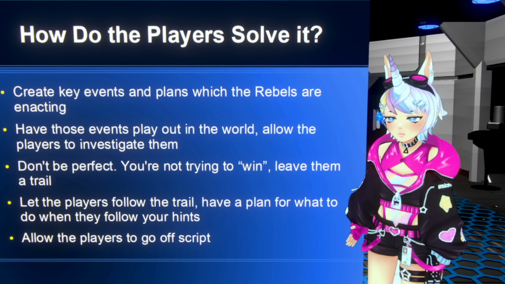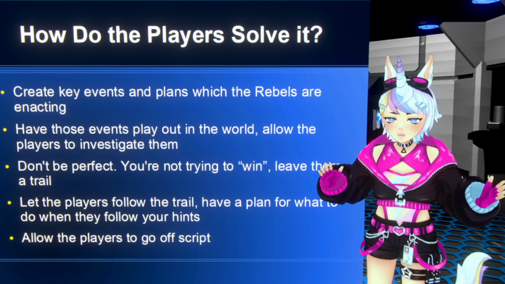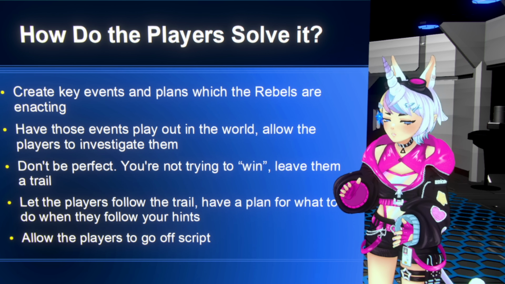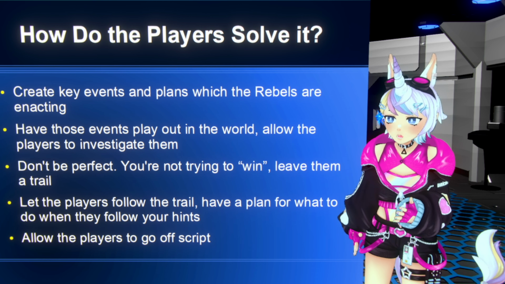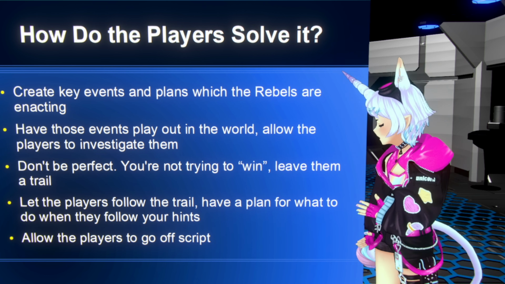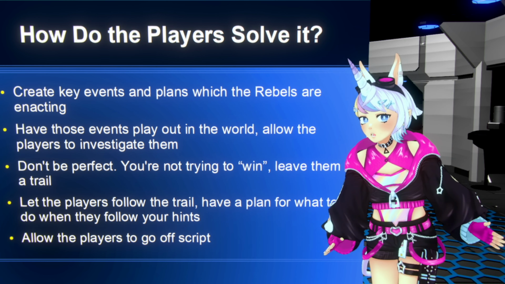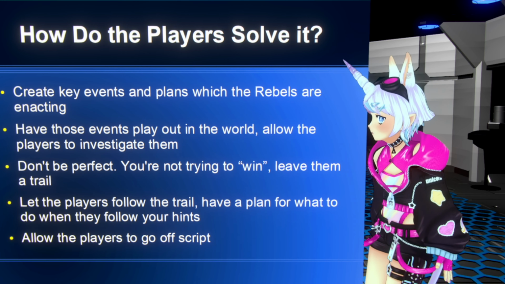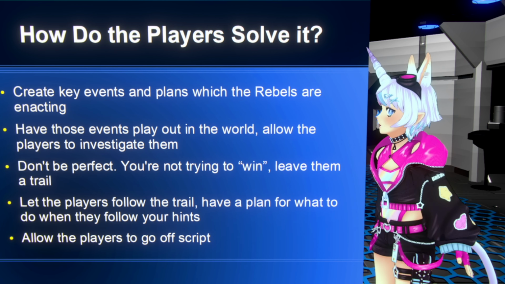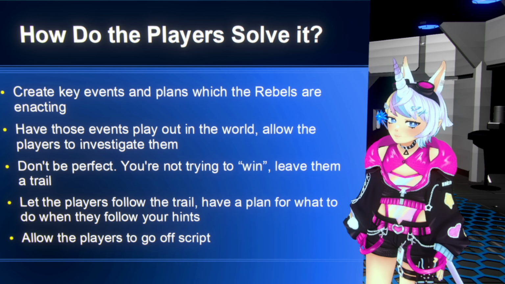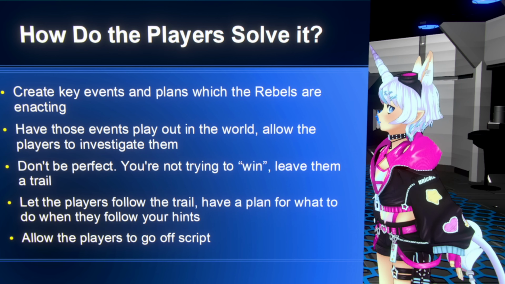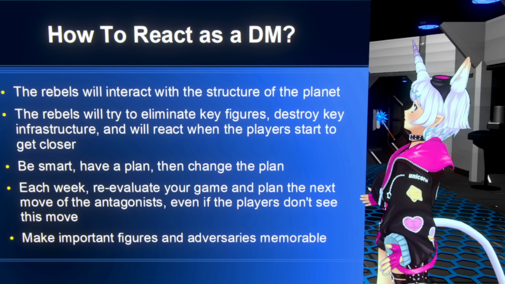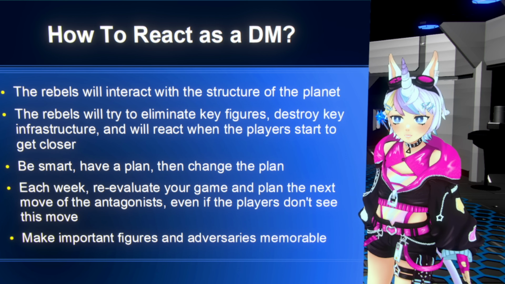You want to let your players follow the trail, and then you want to have a plan for what you do when they follow the trail. And you also have to figure out what you do when they decide they're gonna go off script. Because in a big old campaign like this, where you're trying to have a mystery with multiple moving parts, there's going to be things that your players throw at you, which you're not gonna think of. They're gonna lay their own traps, and they're gonna lay their own little mysteries. So how do you react to what the players are doing as the DM?